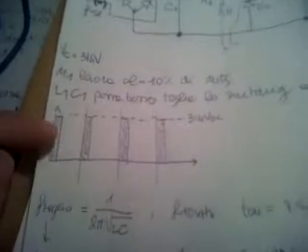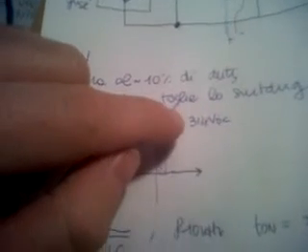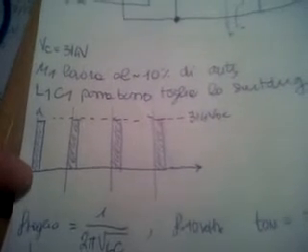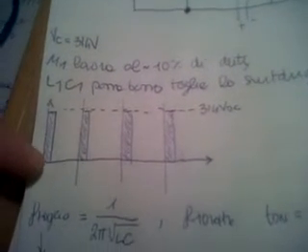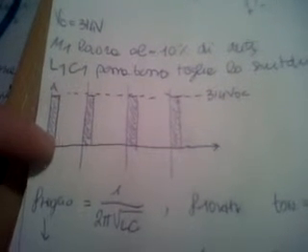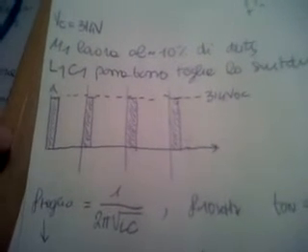The idea is to have the 300 volts DC that is coming from the power supply, and then with a duty cycle, for example in this case of 10%, I'll obtain at the output about 30 volts.